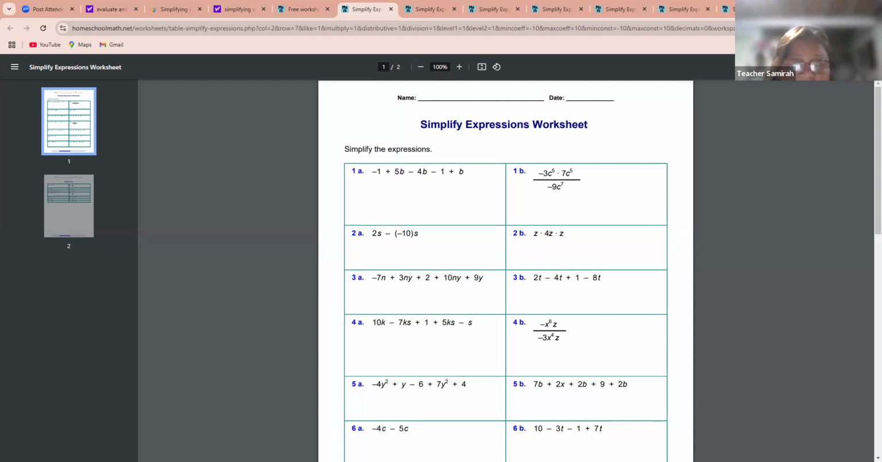negative 4 plus 5. Which is bigger, the 4 or the 5? 5. What is the sign of 5? The sign of 5 is positive, right? So you are going to subtract the two. That would give you positive 1. You can slowly learn that one.